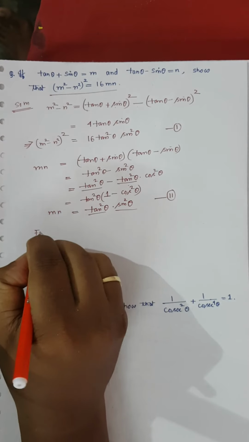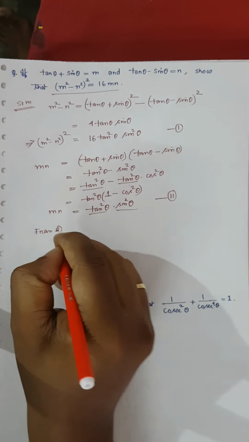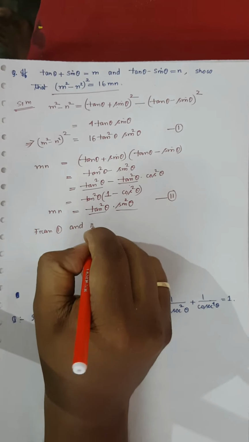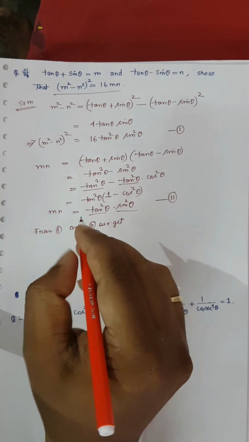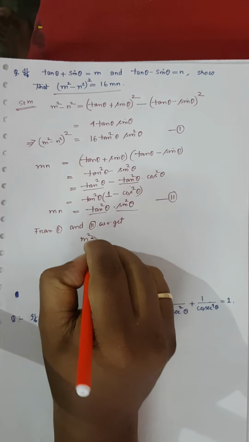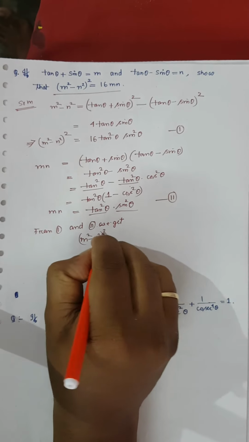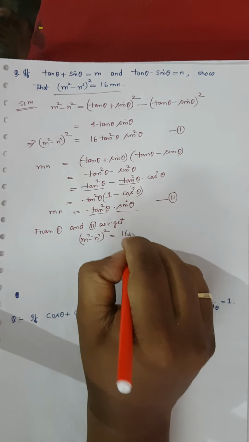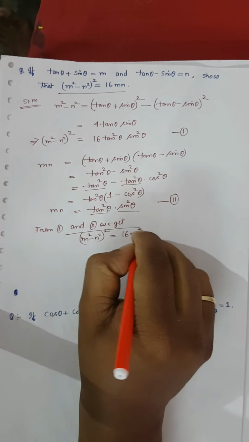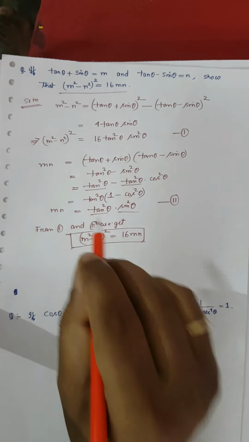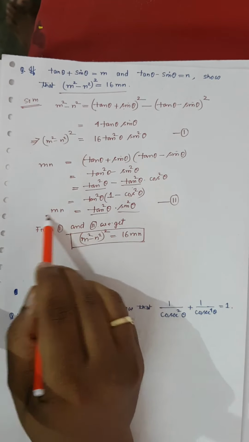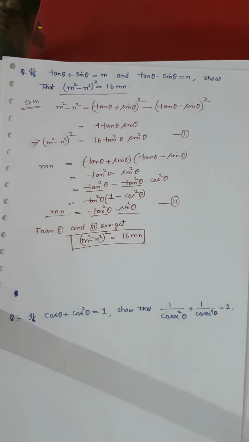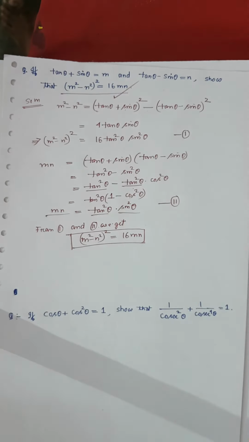So from 1 and 2 we get m square minus n square whole square is equal to 16 mn. The value of tan square theta into sin square theta is equal to the product of m into n. So I have proved the result.